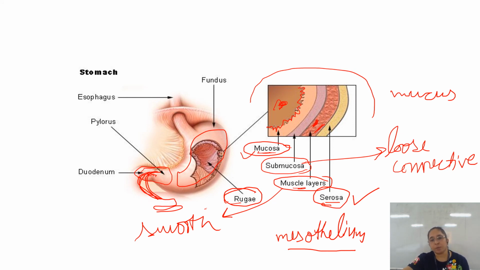So this is all about the four basic layers of the gastrointestinal tract. What are those? Serosa, muscularis, submucosa and mucosa. So in this way we have finished the histological structure of the alimentary canal.